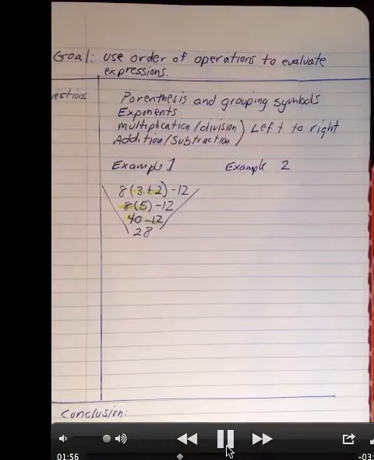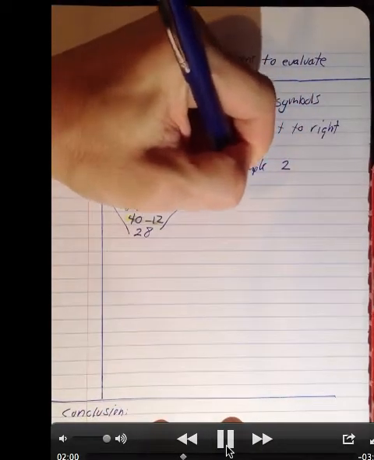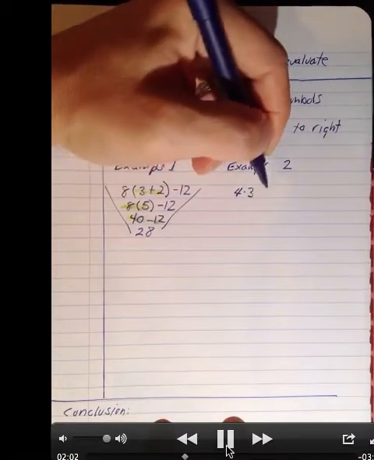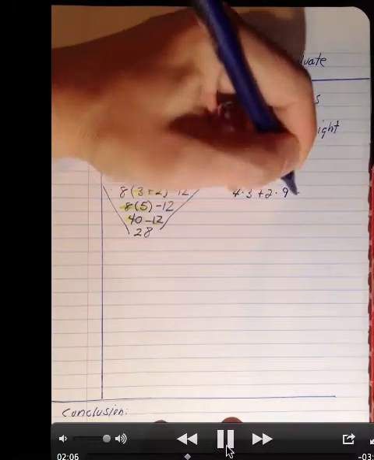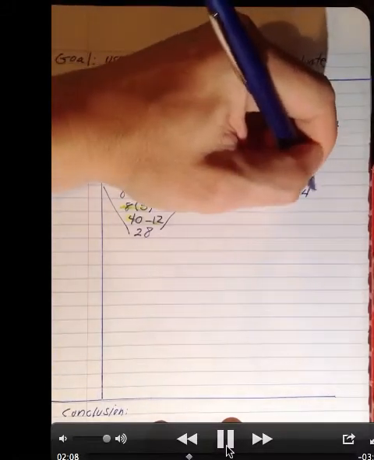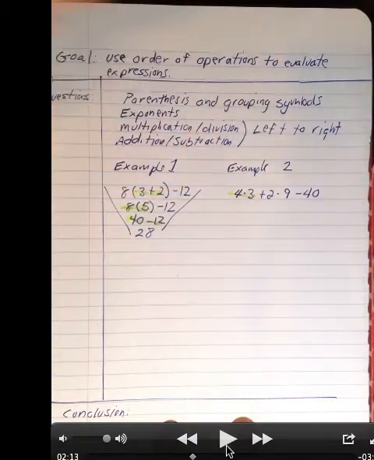So example 2. Example 2 is 4 times 3 plus 2 times 9 minus 40. I don't see any parentheses or grouping symbols. I don't see any exponents. So the first thing that I've noticed looking left to right is multiplication, so that's what I've highlighted right there.